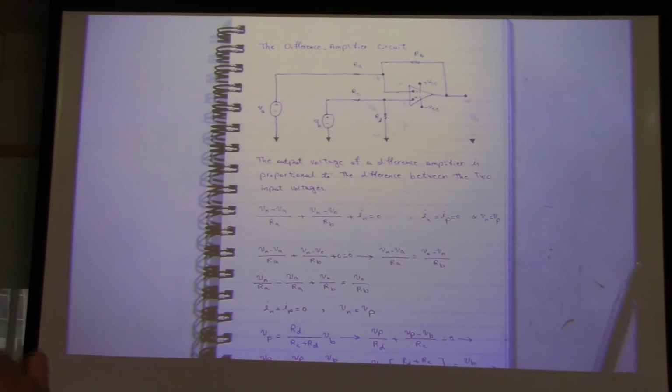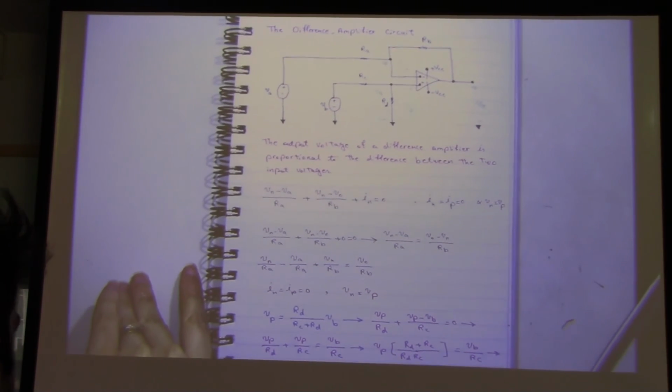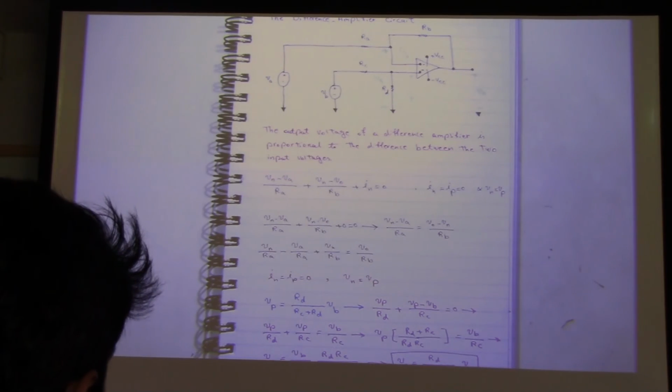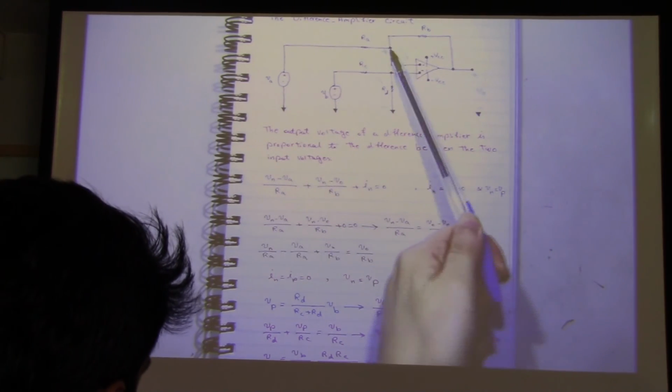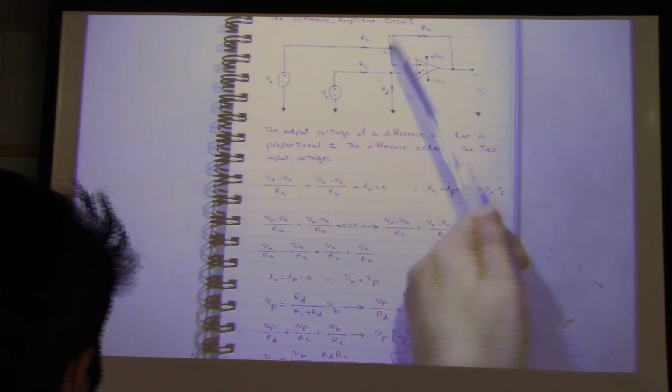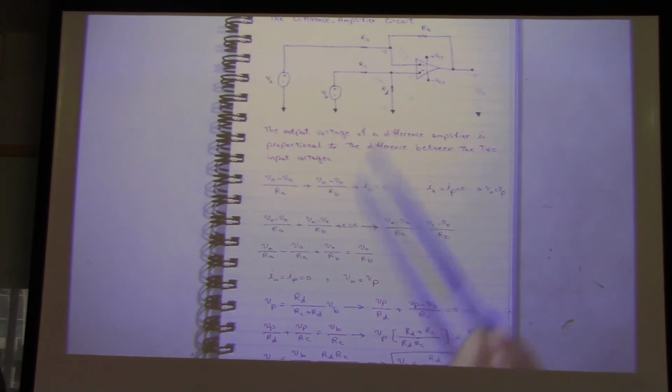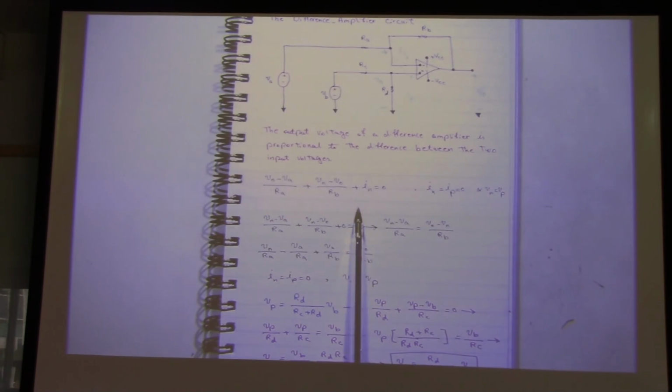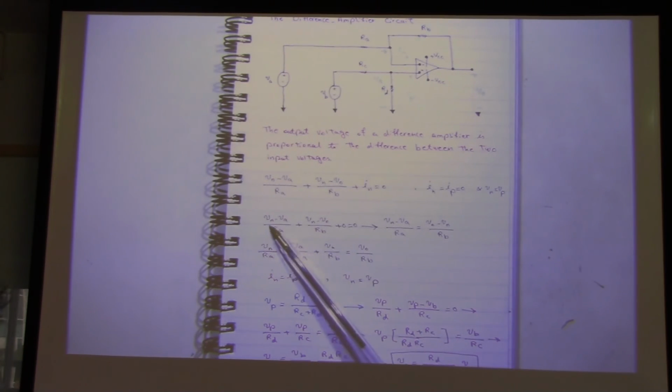Again, write the node voltage for this node, which is Vn minus Va over Ra plus Vn minus Vout over Rb plus In is equal to 0. When I put plus, it means minus; I just wanted to say it's an algebraic summation. Okay, and we know that In over here is 0, and Vn is equal to Vp. And from this one, this is 0, so we have this equation. From here, we go to this one.